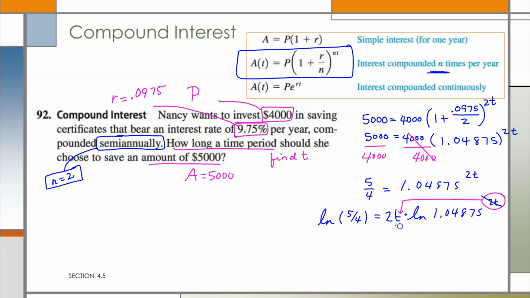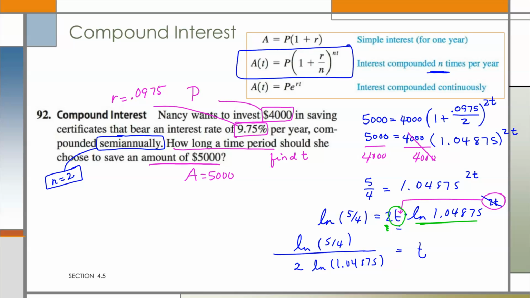If I'm solving for t, we can divide over that 2. If I divide over that 2, it's gone. But I also want to divide over this ln number. It's just a constant. We'll figure out what it is in a minute. The ln of 1.04875, I'm going to also move over, so we're just left with t. Okay, we divided by 2. That moved it over. And we divided by this ln. We moved that over, and that left us with t.